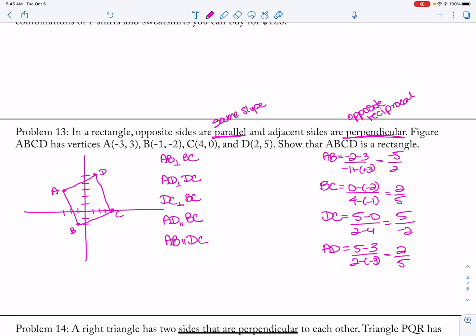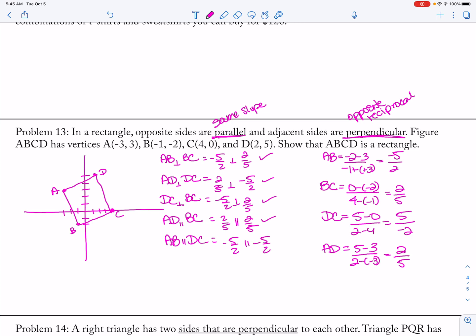Okay, so what are we trying to prove? So AB is perpendicular to BC. AB is -5/2, perpendicular to BC, yes. And then AD is 2 over 5, perpendicular to DC, which is -5 over 2, yes. And then DC, which is -5 over 2, perpendicular to 2 over 5, yes. And then AD is 2 over 5, parallel to BC, which is 2 over 5, yes. And then AB, which is -5 over 2, parallel to DC, which is -5 over 2, yes.